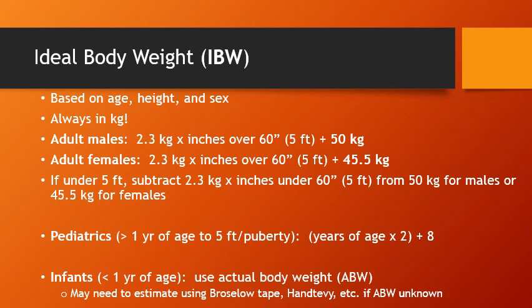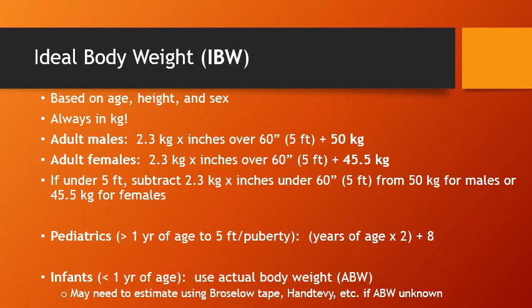Okay, so that's adults. Now for pediatrics, regardless of male or female, all pediatrics, we're going to calculate their ideal body weight by taking their years of age multiplied by 2 and then adding 8. Okay, and as a reminder, pediatrics are anybody from 1 year of age up to 5 foot, or up to puberty, whichever comes first.